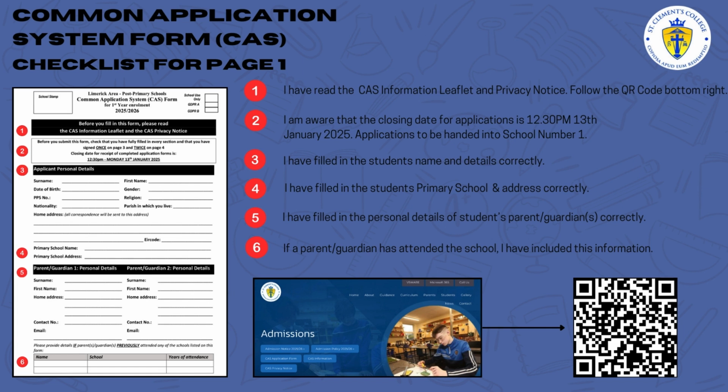Part 3 deals with the applicant's personal details. In this section, the parent and guardian must fill in the personal details of the student who is applying for the place. In Part 4, the primary school name and the primary school address must be included. In Part 5, the parent and guardian must input their own personal details, making sure that there is a contact number and an email available for the school. Part 6 deals with the previous schools that the parent or the guardian have attended. So the name of the parent and guardian and the school and the years of attendance should be filled in here.